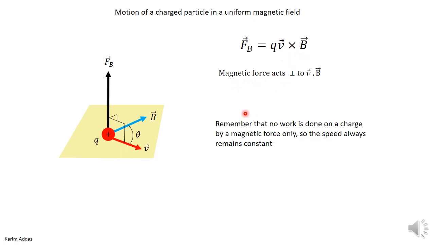And we showed, remember, that there's no work that's done on a charge by the magnetic force only. So the speed always stays the same, but because the speed stays the same, it doesn't mean that the direction can't change. So the direction can change, keeping the same speed.